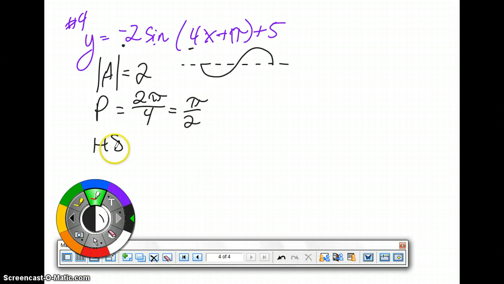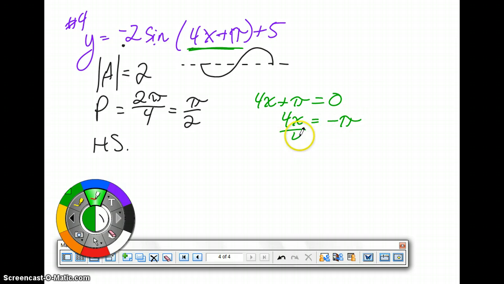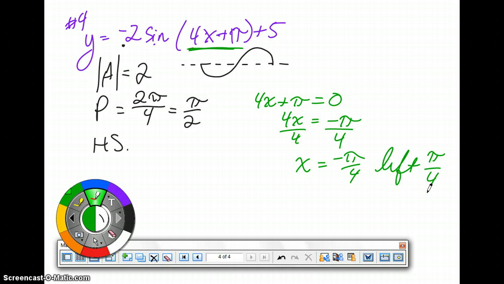Okay, horizontal shift then. We're going to take everything that's inside of here, set that equal to 0 and solve. So we'd have 4x plus pi equals 0. Subtract your pi from each side, so we get 4x equals negative pi. Divide by 4, so x equals negative pi over 4. And since that is a negative, we're going to move left pi over 4. And then lastly, vertical shift: we're going to go up 5. That's from this k value right here.